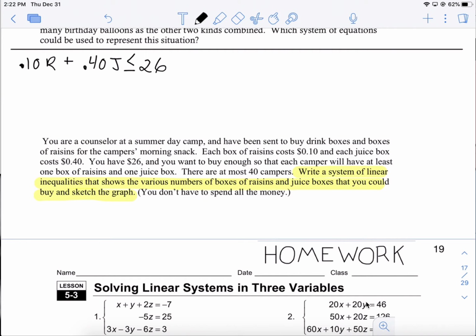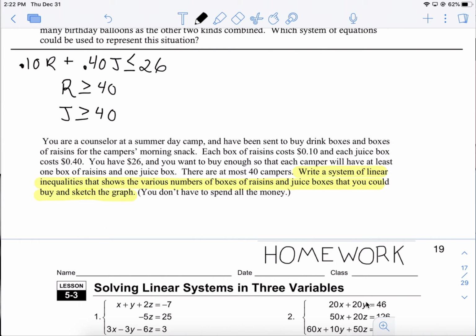Second inequality, you have two kind of ways to look at this. You could say, well, if each of my campers is going to need one juice and one raisin box, maybe you're thinking, okay, I need more than 80. But you have to think about it for each one. We actually are going to have two more inequalities for this one because I need to know that everybody gets a box of raisins and I need to know that everybody gets a juice box. So that means that I need more than or equal to 40 of these, and I need more than or equal to 40 of these. Not just 80 total. I don't want everybody to have two juice boxes and no raisins. We want at least one of each.